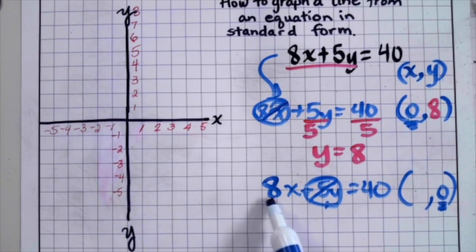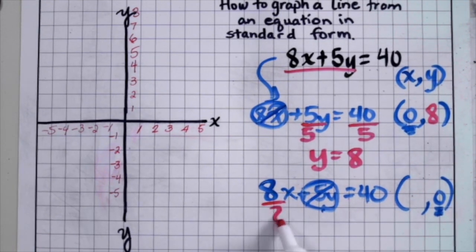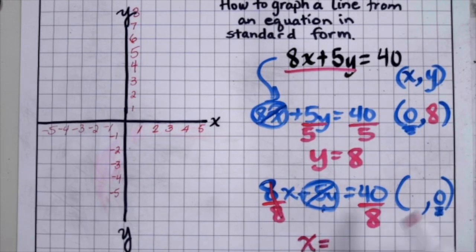Now I'm going to solve 8x equals 40. How do I solve 8x equals 40? I divide both sides by 8. So divide this by 8, divide this by 8, and now I have x equals 40 divided by 8, which happens to be 5.